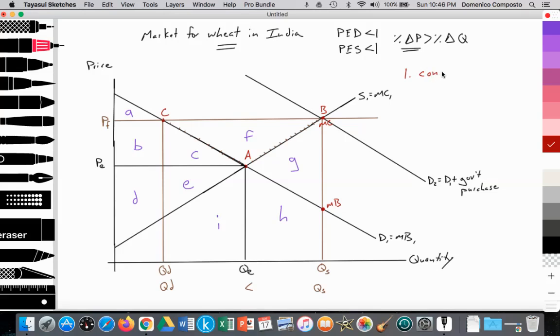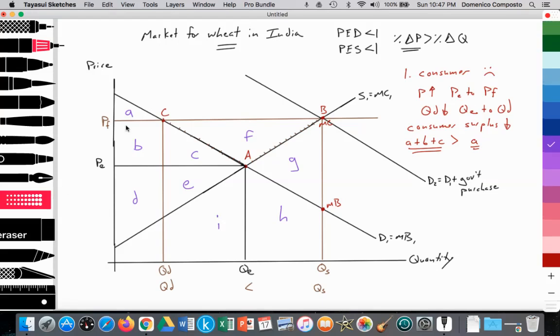Right? With the government intervention, the consumer is worse off. Why? Because the price has risen from PE to PF. Thus, the quantity demanded falls from QE to QD. That would mean that the consumer surplus has decreased, because before it was areas A plus B plus C, and now it is area A. Right? So since areas A, B, and C were greater than area A, consumers are worse off because they have less consumer surplus than before.